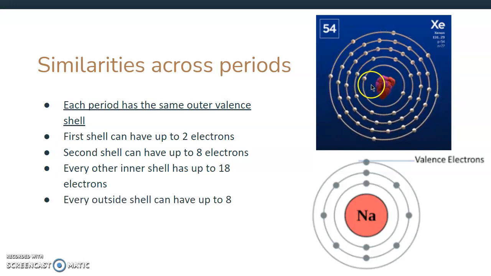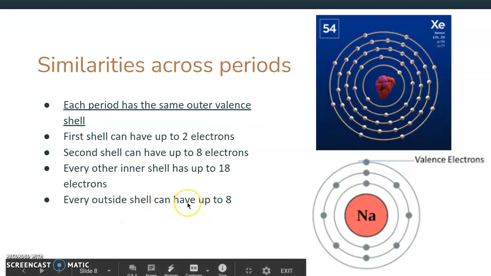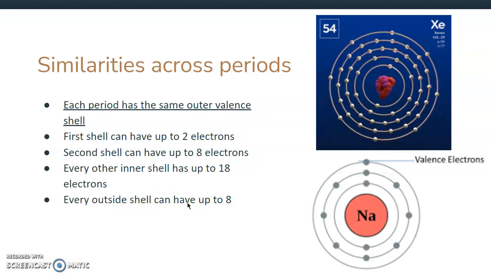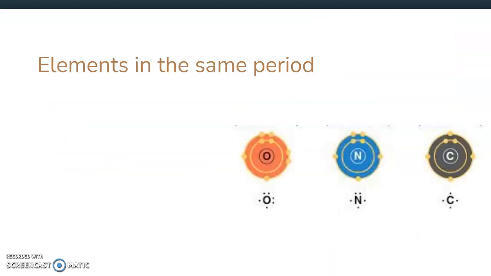So we can see we can have 2 electrons, 8 electrons, 18, 18, and then 8. That has to do with the energy of each electron, and we'll talk a little bit more about that going forward on how that all works, but the important thing to know is every outside shell can have up to 8. So we can only have 8 valence electrons at a time. We cannot have any more, but we can have anywhere from 1 to 8.